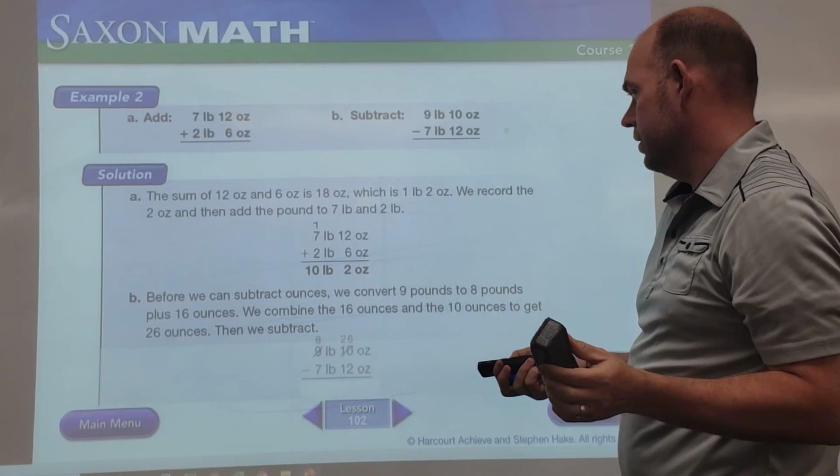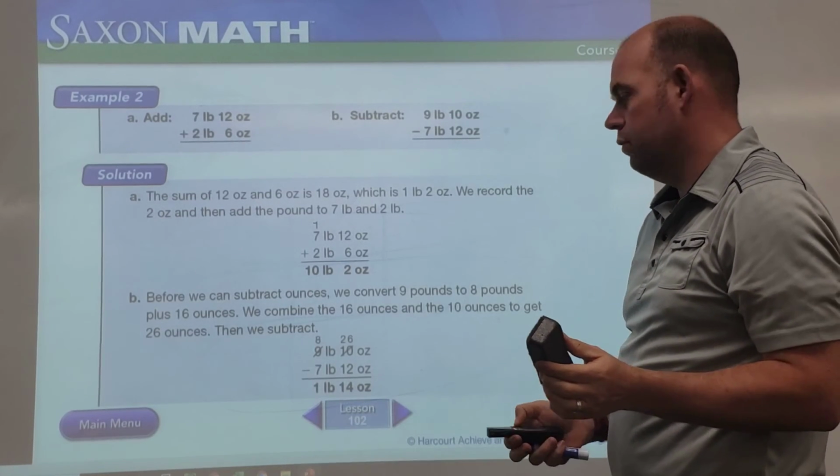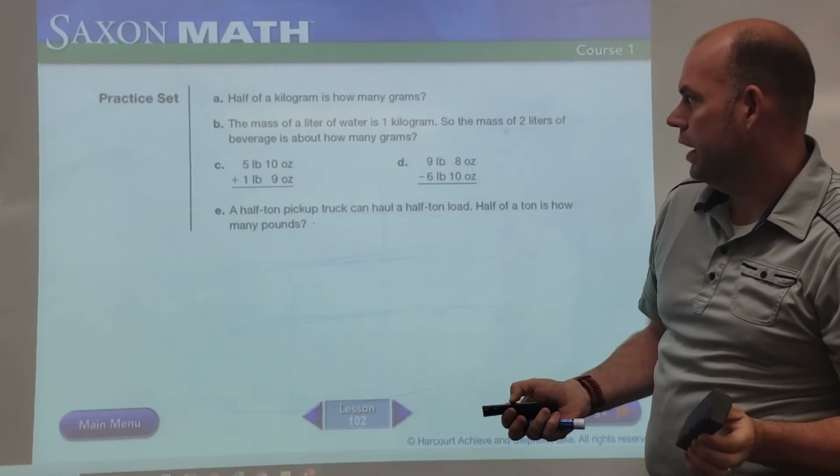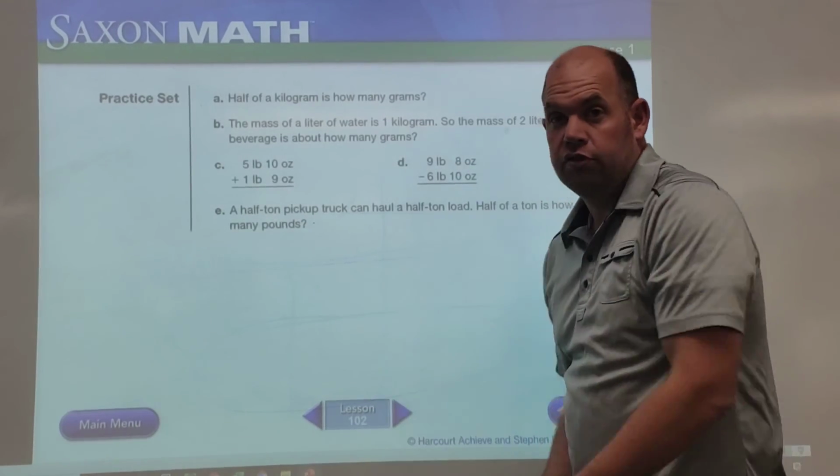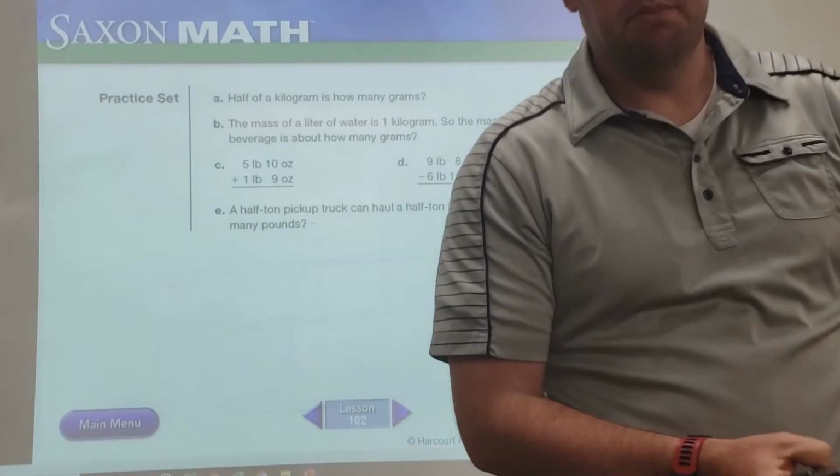So we've got the 10 pounds, 2 ounces, and the 1 pound, 14 ounces. I'm pretty sure that's it for today. That's your practice set, so let's practice adding and subtracting mixed measurements.